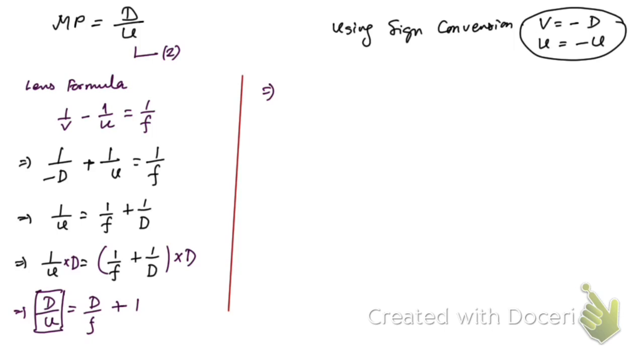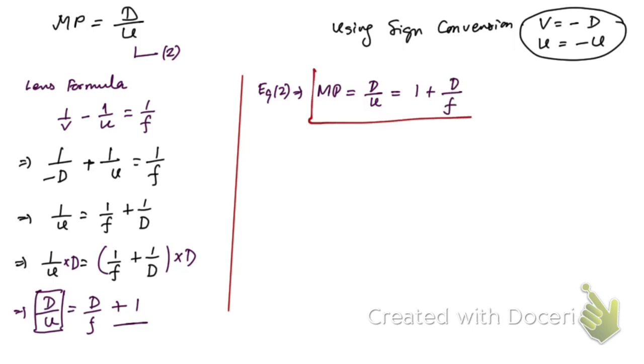So from 2 we can write that equation 2 implies that MP, magnifying power or angular magnification, which is equal to d/u, is also equal to 1 plus d/f. That's what we have got. This is the expression for angular magnification.